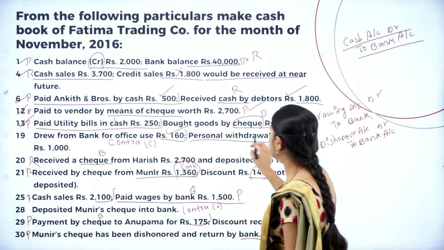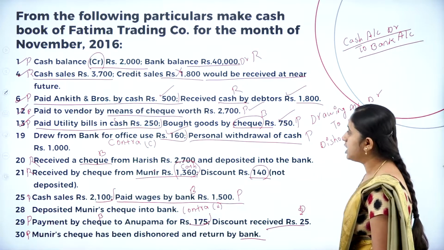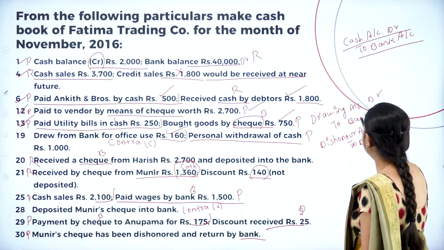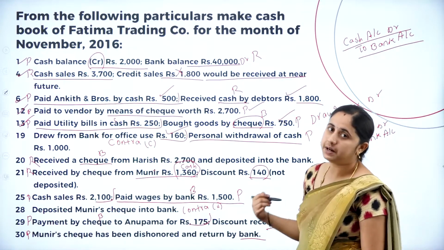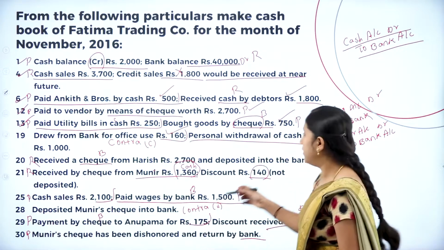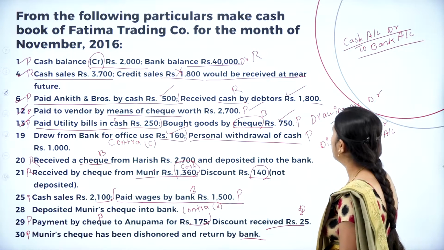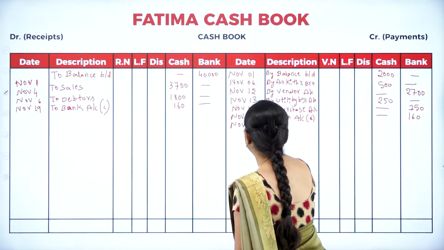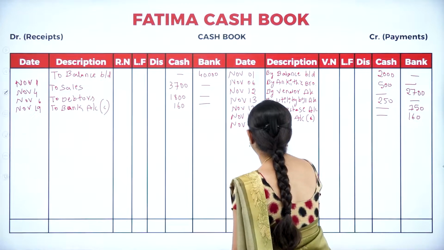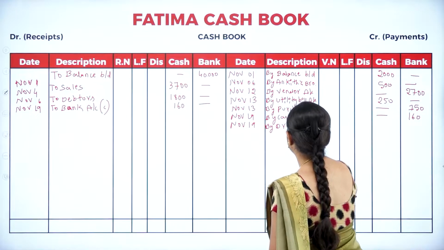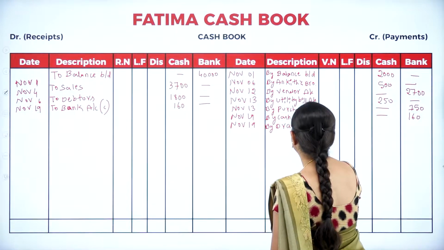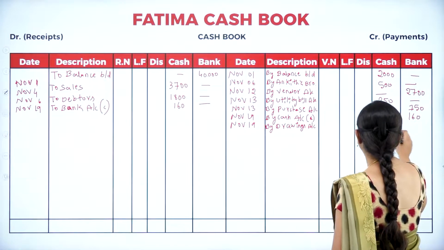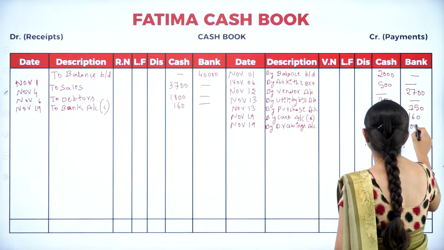So this is over. Next, personal withdrawal of cash for rupees 1000. Personal withdrawal means drawing account debit to bank account. So payment side, by drawings account, amount in bank column rupees 1000. Same date, November 19th, by drawings account, amount in bank column rupees 1000.